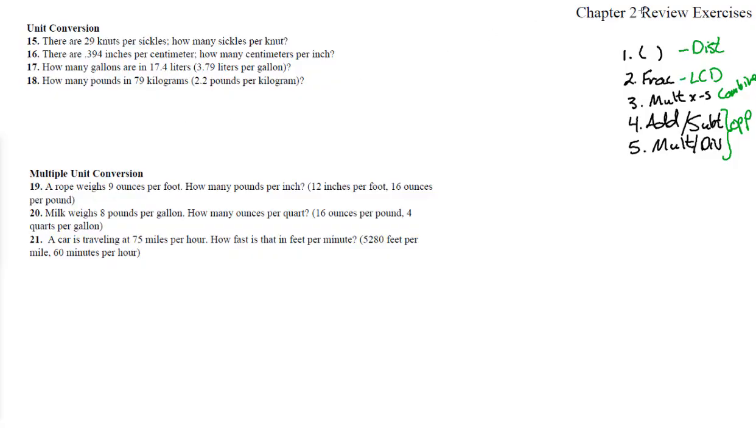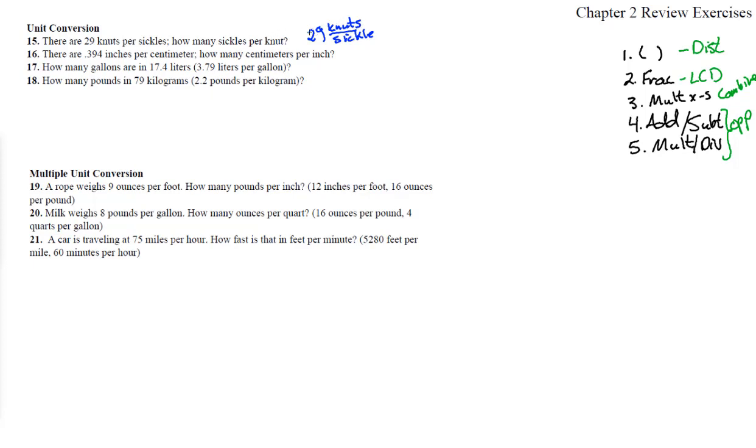Here we are in Chapter 2 review exercises numbers 15 through 21. Unit conversion stuff. So we start off with number 15. If there are 29 knuts per sickle, and if you're not sure, this is from Harry Potter. That's how many knuts per sickle there are. We want to know how many sickles per knut.